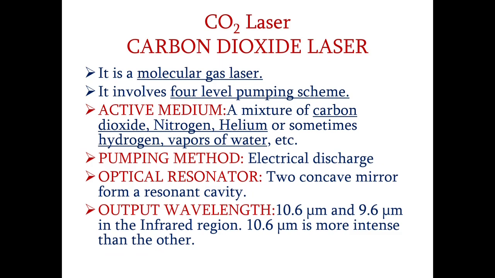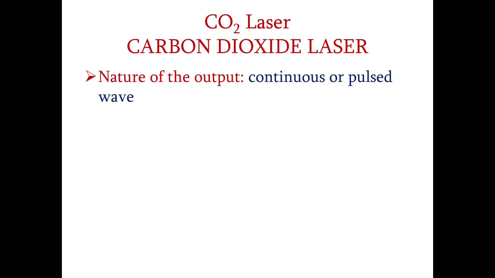Then optical resonator, we have two concave mirrors kept at both ends of the discharge tube, which forms the optical resonant cavity. And output wavelength from this laser is 10.6 micrometer and 9.6 micrometer in the infrared region, which we cannot see through our eyes. And among these two wavelengths, 10.6 micrometer is more intense than the other wavelength, 9.6 micrometer.